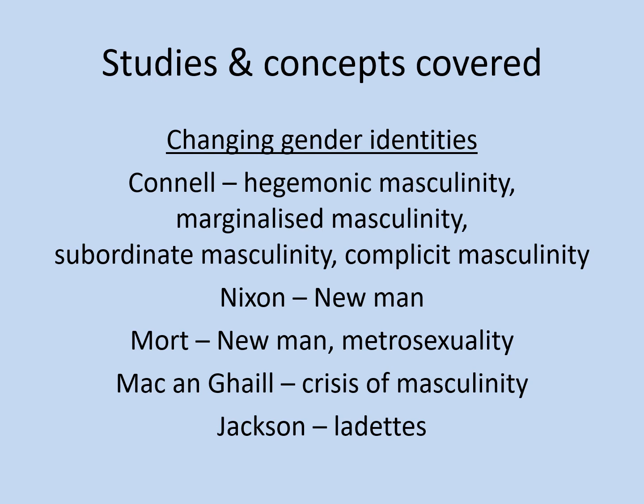In this part of the video, in the changing gender identities part, we looked at a few more studies. We had Connell and her concepts of hegemonic masculinity, marginalized masculinity, subordinate masculinity, and complicit masculinity. We had Nixon and the New Man, Mort and the New Man, and the idea of metrosexuality, so men taking care of their appearance, but it not reflecting on their sexuality. Mackengale's concept of the crisis of masculinity, and Jackson's concept of the ladettes.